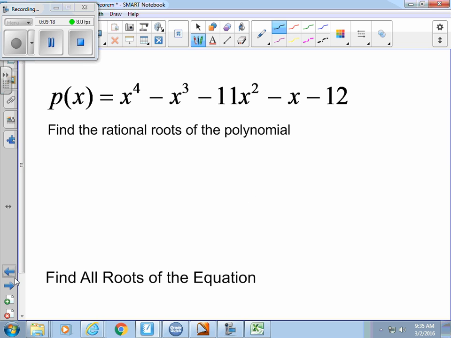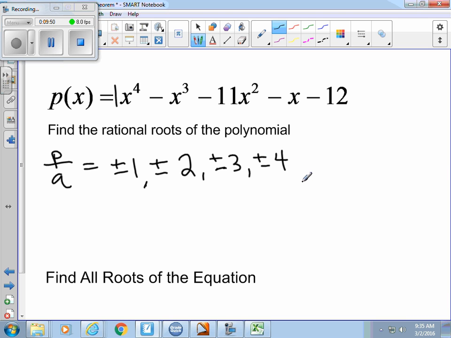Okay, let's do another one. I'm going to shortcut P over Q again. Why would I shortcut that? The leading coefficient's 1, so P divided by Q is just the factors of 12. Yeah, I'd say probably by the time you get 15.